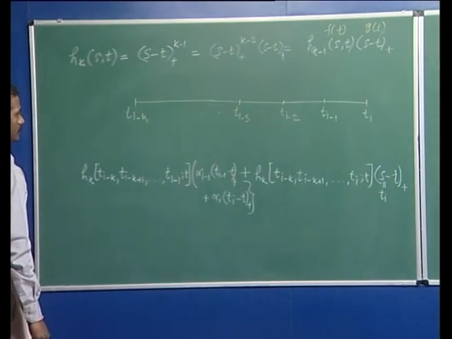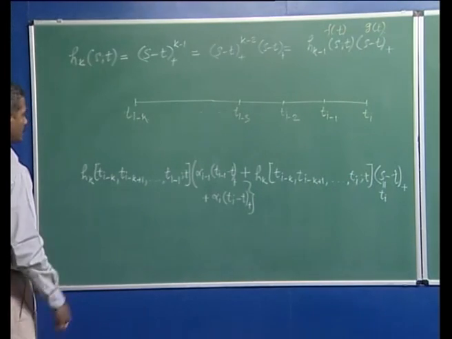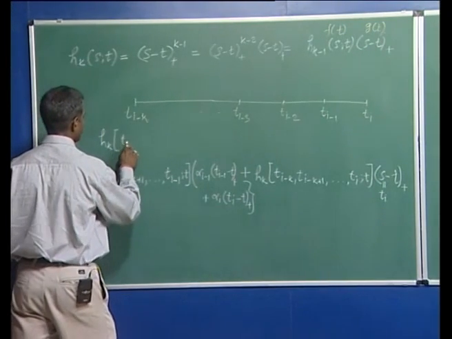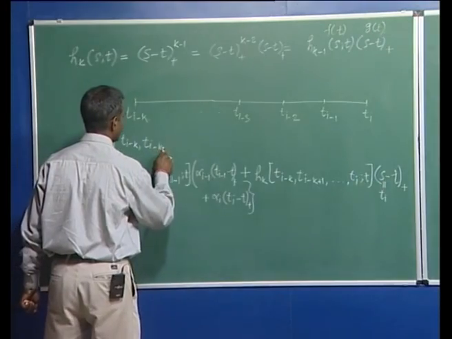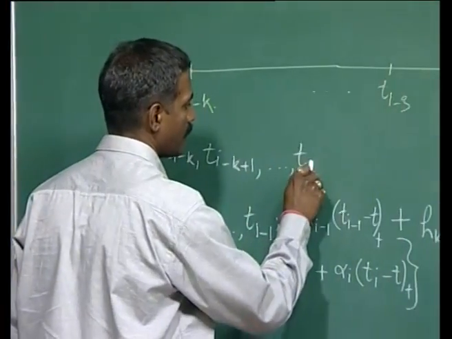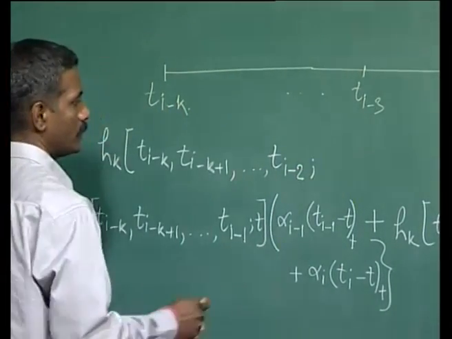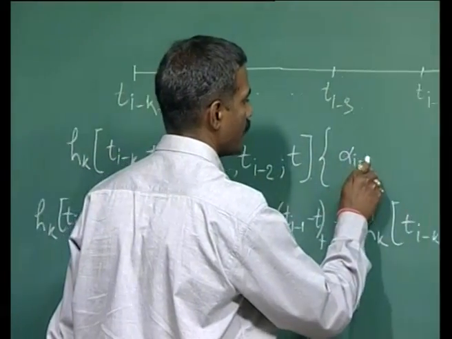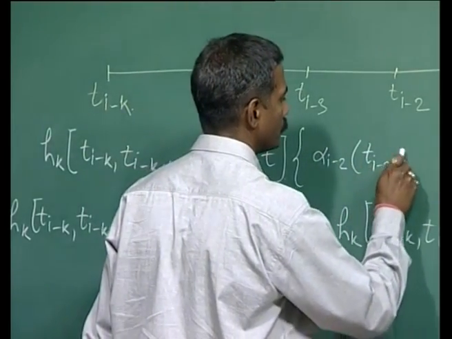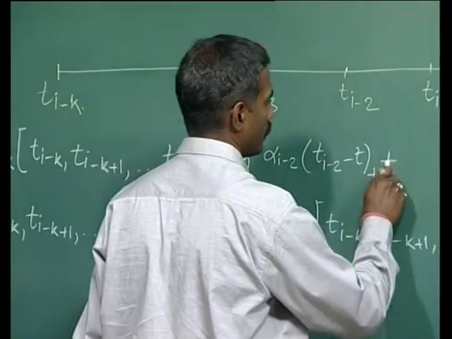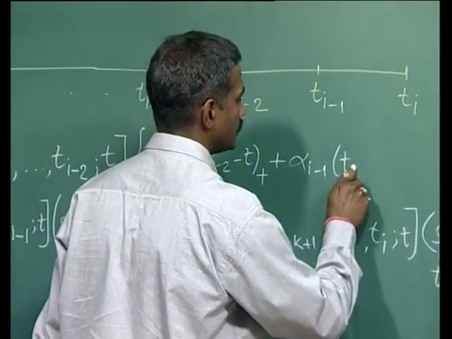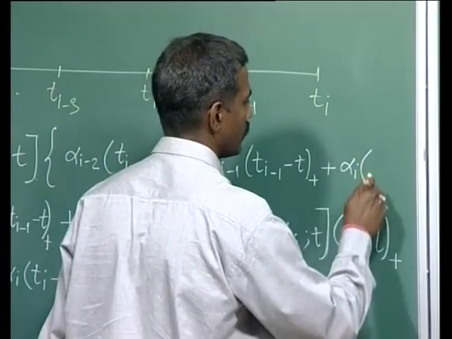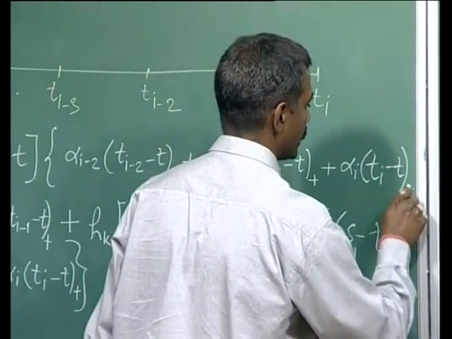And the third term from the right hand side would correspond to h_k(t_i-k, t_i-k+1, up till t_i-2; t) times alpha_i-2 (t_i-2 minus t) truncated plus alpha_i-1 (t_i-1 minus t) truncated plus alpha_i (t_i minus t) truncated.